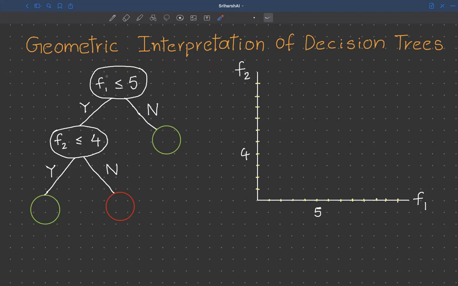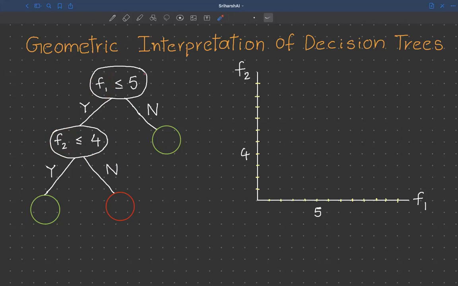And I'm only assuming two features, feature F1 and feature F2. I'm also assuming the target variable is binary. That is, the target variable can contain either positives or negatives. So this is a simple toy decision tree that I have considered here with two features on a binary classification problem. Now let's try to break this down geometrically.